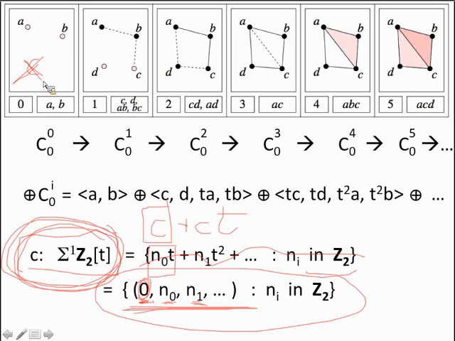So to represent B, to represent this barcode right here, we use the Z2 of T to say that B did come in at time 0, but then we mod out by T because 1 unit later we killed B off, leaving us with just the constant coefficient. Any questions on that?